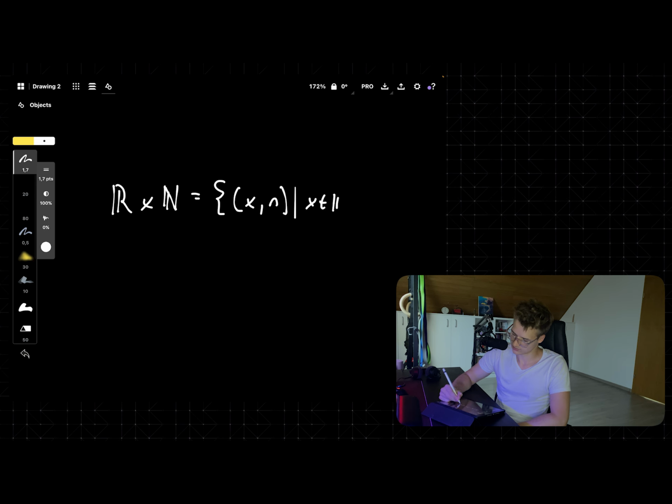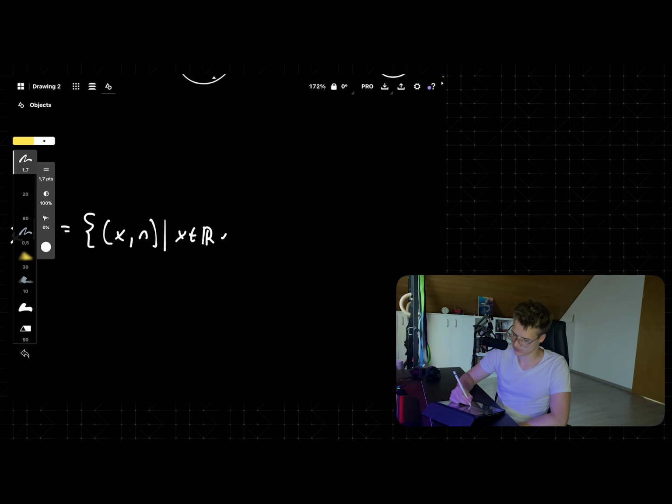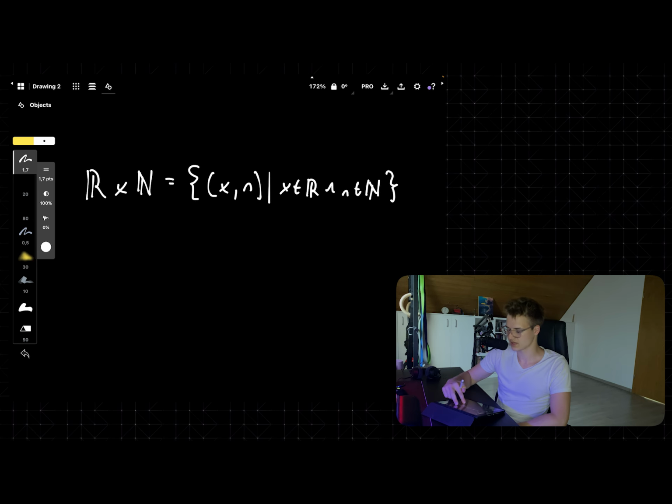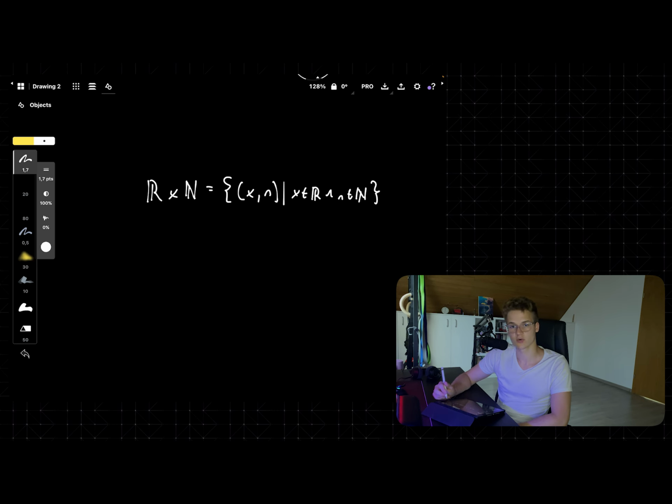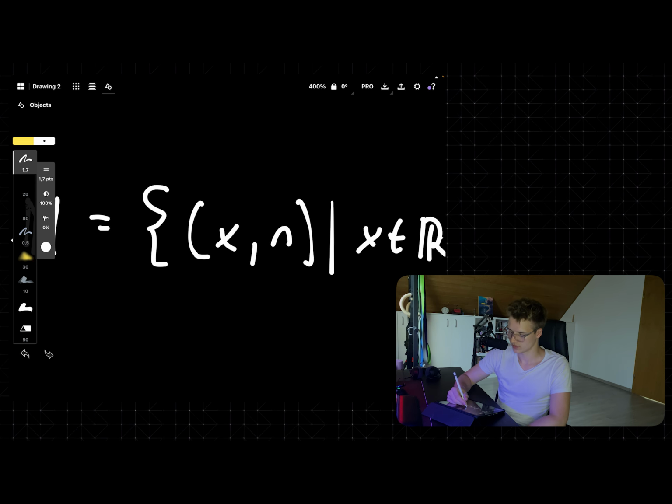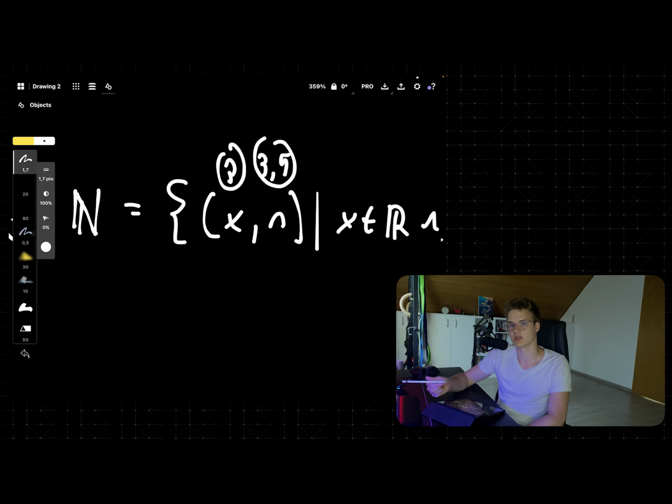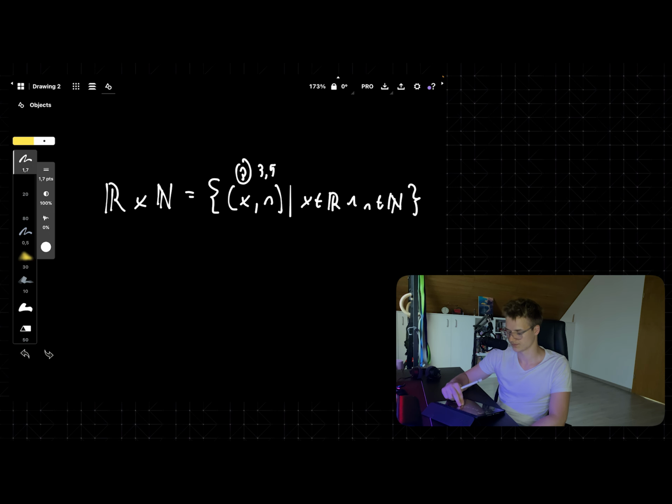x is an element of the real numbers, or x is a real number, and n is a natural number. That's how we can define it. The order does matter. This means that at the first spot we have a real number, and at the second spot we have a natural number. You can't have 3 and 3.5, because 3 is a real number, but 3.5 is not a natural number, so this won't hold. So we have a Cartesian product.